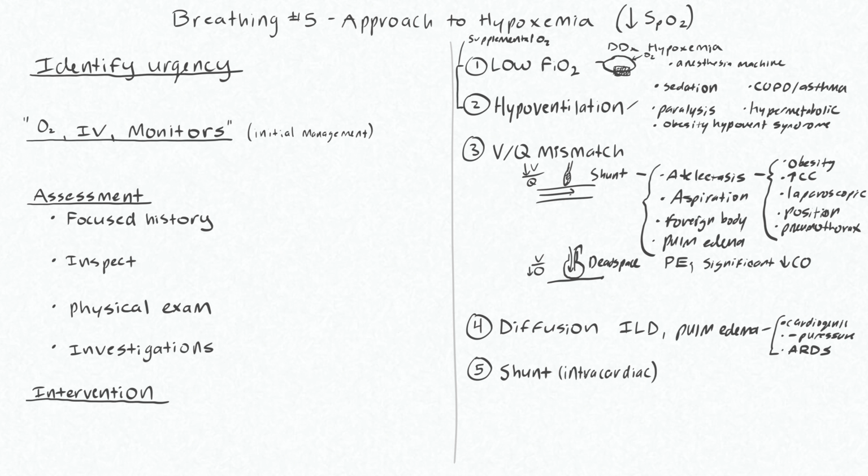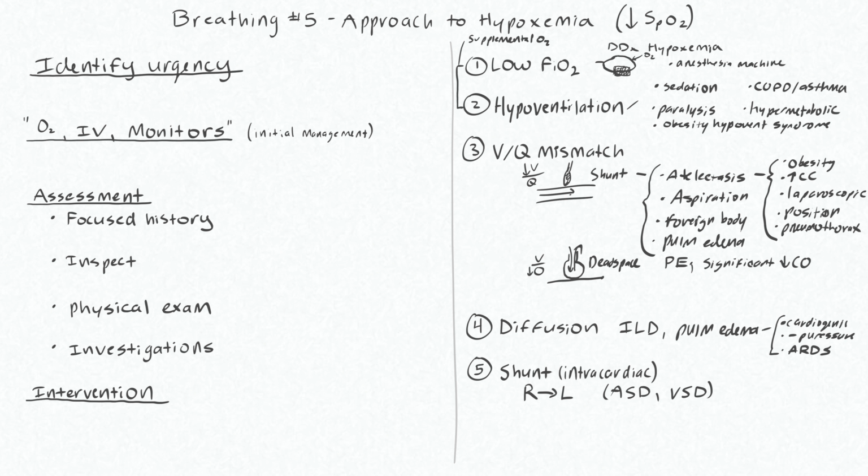Lastly, shunt always gets put into this list. So this would be a right to left intracardiac shunt. So this could happen with an ASD or a VSD under certain conditions. You can actually kind of condense this list because you have shunt listed twice here, once for intracardiac shunt and once under VQ mismatch for your intrapulmonary shunt.